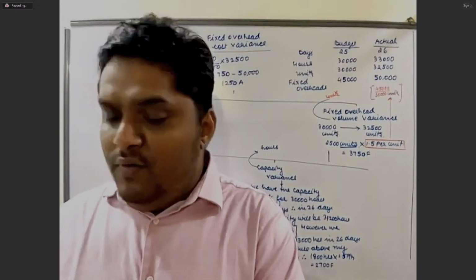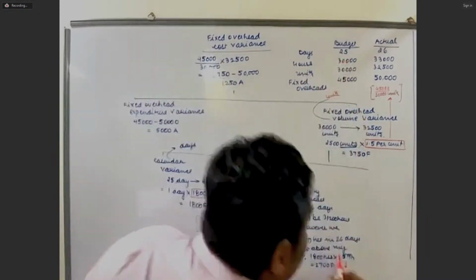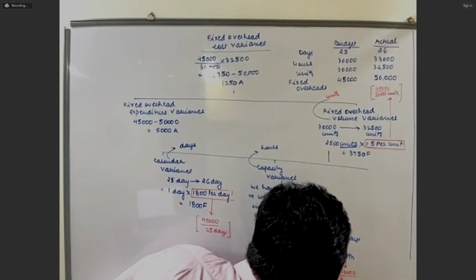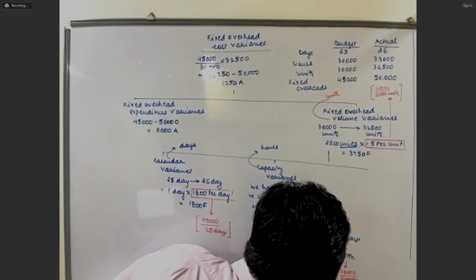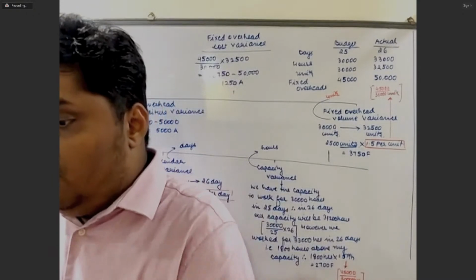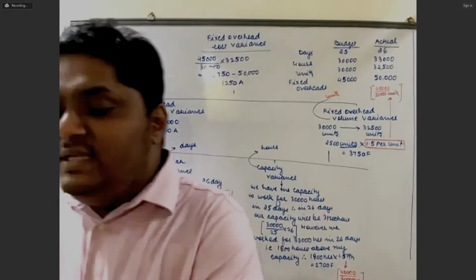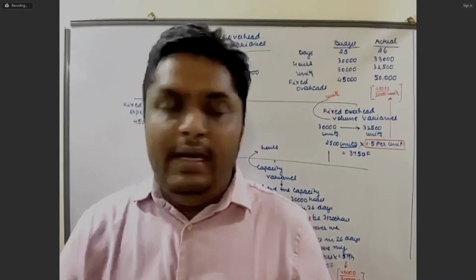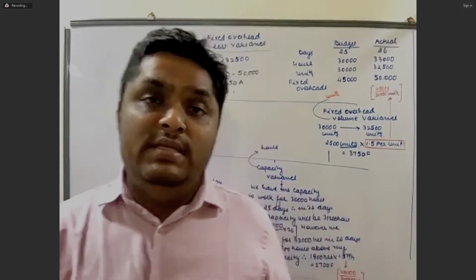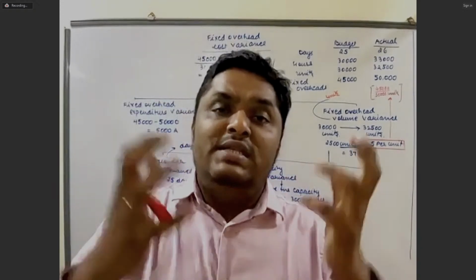Again, how come 1.5 per hour? Very simple, guys. 45,000 divided by 30,000 hours. I repeat again, guys, this variance is a bit on the trickier side. Very important. Most of the students find difficulty in capacity variance. So guys, that's why I've written the explanation. No need to write all this in exams. This is for your understanding.